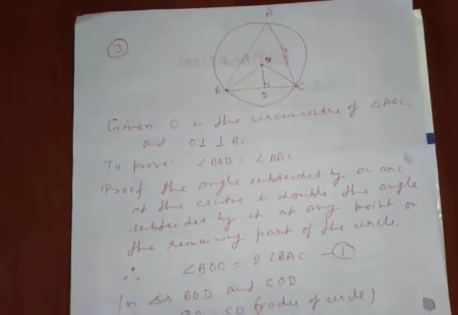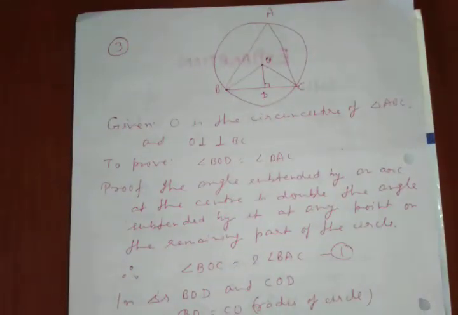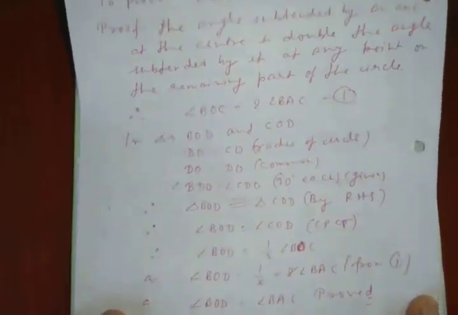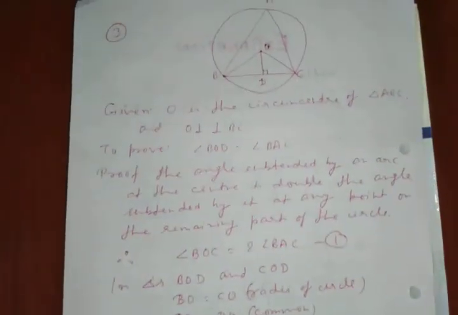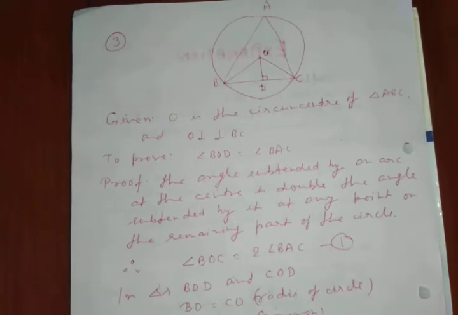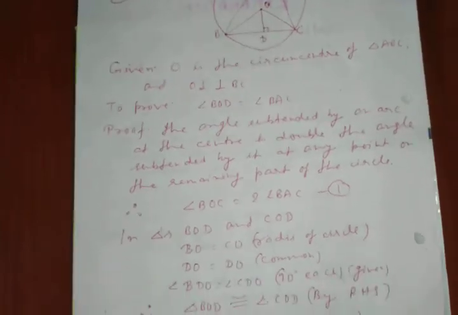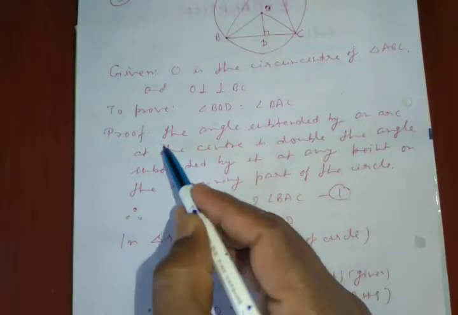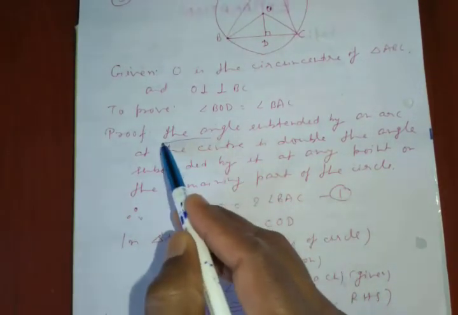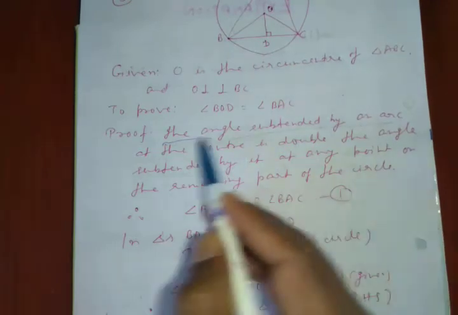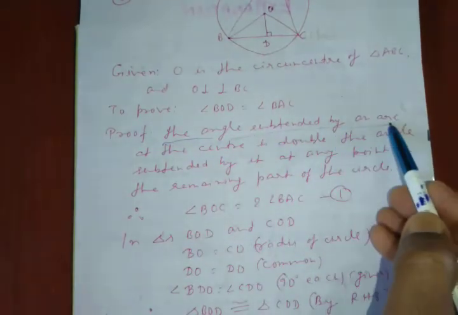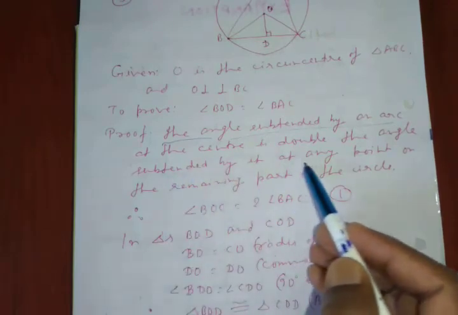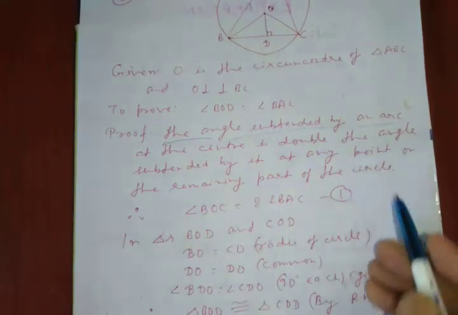Again here we are given a circumcircle of triangle ABC, and here you can see the whole solution. In this, again, it is similar to question number 2. Here again we have the property that you must remember, because this property is most important in this chapter: the angle subtended by an arc at the center is double the angle subtended by it at any point on the remaining part of the circle.